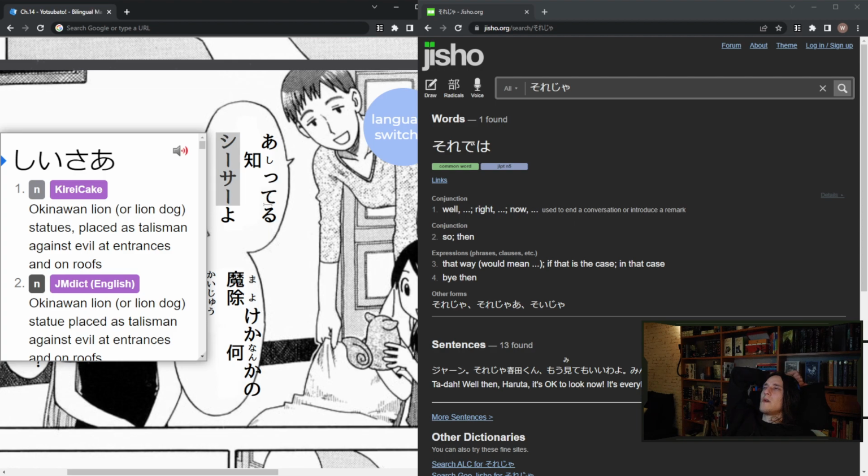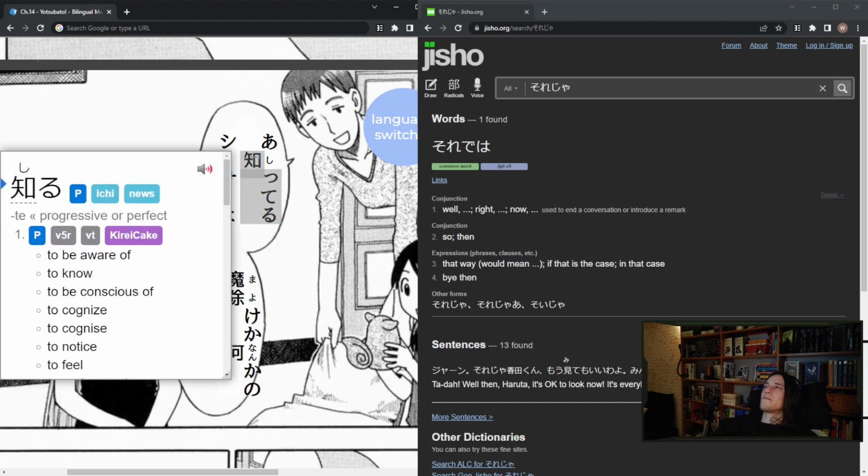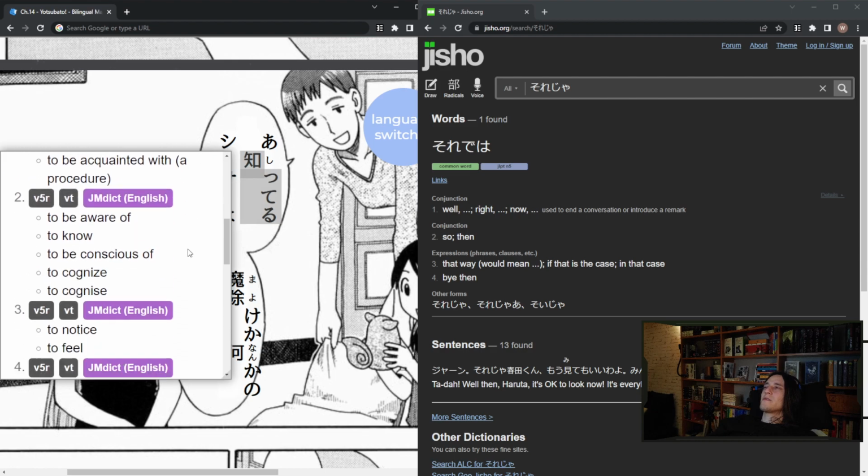Okinawan lion or lion dog statues placed as talisman against evil at entrances and on rooftops. Shisa. So, ah, shitteru. So, that's short for shitteru. Okay, they would read it just shitteru. It's shiteru, shiteru. I know. Shisayo, shisayo. Shiru. No, that's not the that form. Okay.